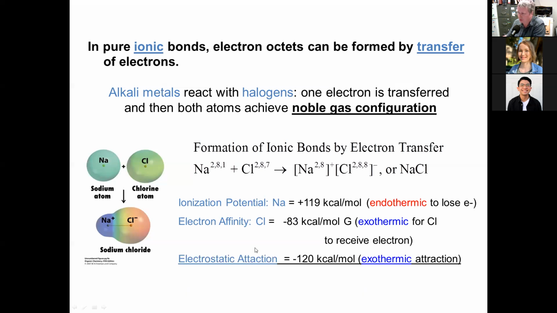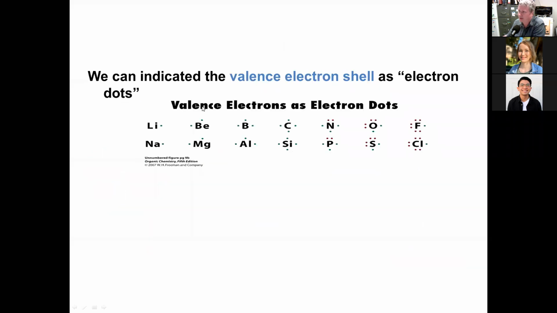But then there's another term, the electrostatic attraction, for the two atoms to find each other and interact, and that's a -120. So it's a net exothermic attraction and a net exothermic reaction. The delta E is -84 kilocalories per mole. So that's a very happy reaction. It's actually explosive. When these two atoms find each other, it's an extremely exothermic reaction, with a lot of energy released, and it's kind of a dangerous, almost uncontrolled reaction.